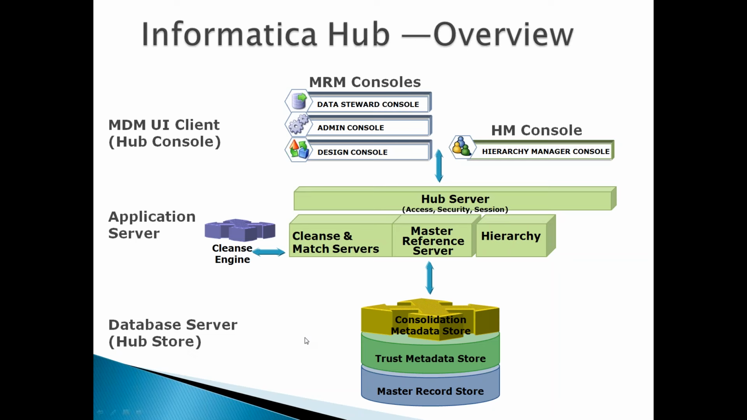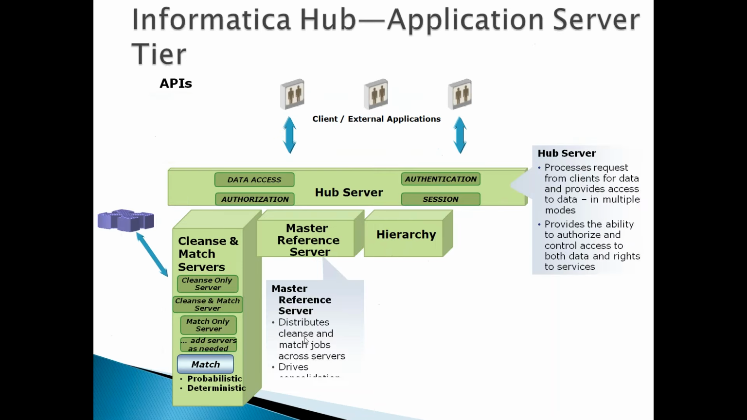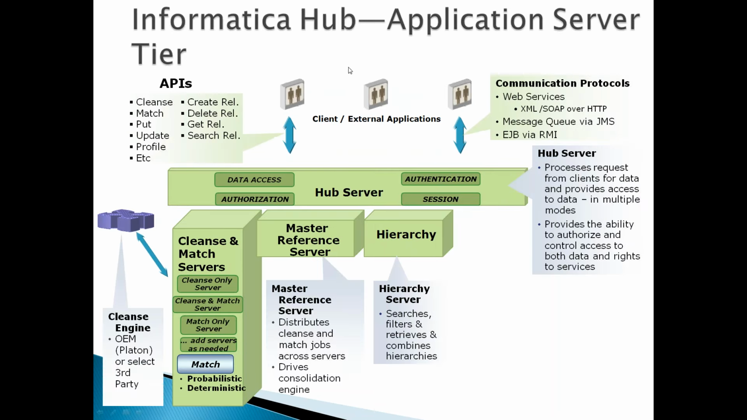So this is basically the application server architecture. Here, this is the external client or external applications. External applications can be like IDD, which is the Informatica Data Director, which is used mostly. Otherwise, it can be any external client. Those external clients can use these communication protocols. We have these 3 protocols that are supported, which are web services, messaging queues, and EJBs.